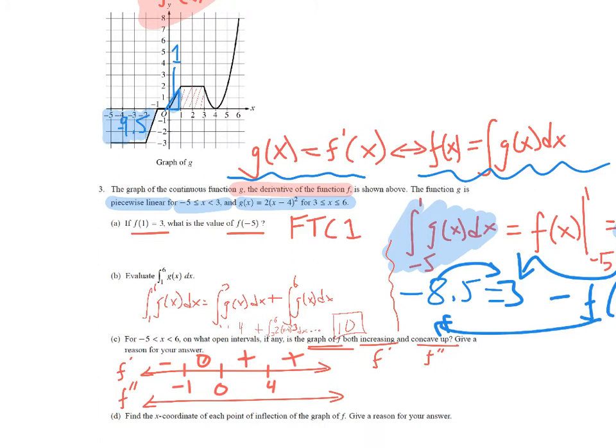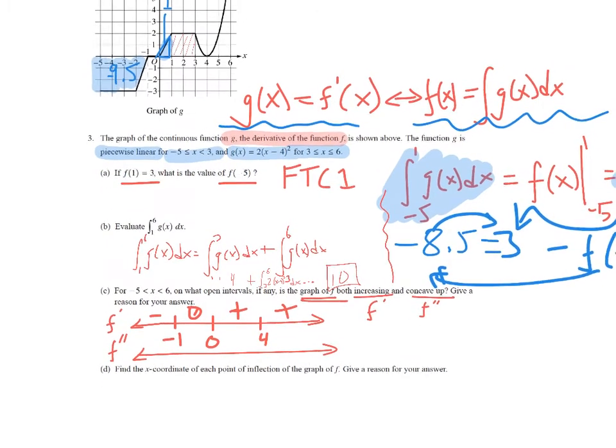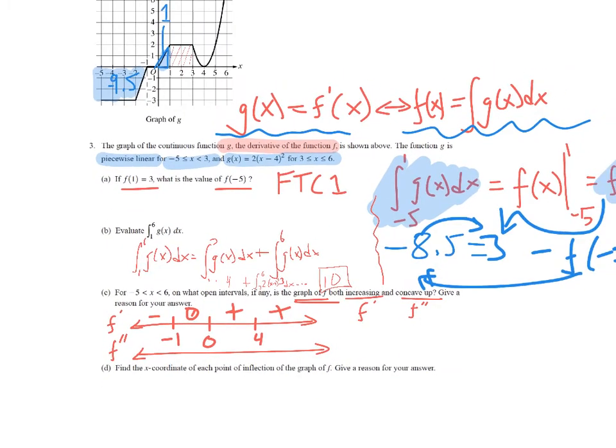And then how do we find the second derivative? Well, the second derivative is the slope of the first derivative, right? Okay, and so where does the slope change? The slope changes at -2. The slope changes at -1. The slope changes at 0. The slope changes at 1. The slope changes at 3. And then at 4.